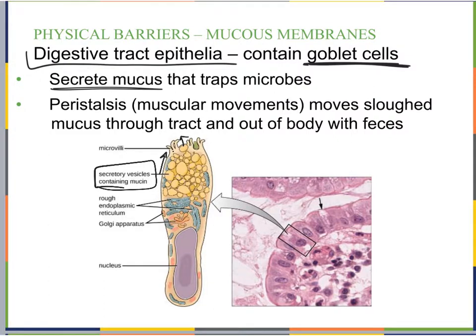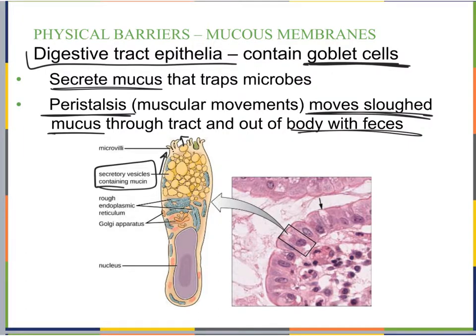and then it's going to put it to the exterior through exocytosis. Again, mucus is going to trap pathogens, debris, whatever else comes into the body via the digestive system, and then it's going to move it out of the body. So the idea is that it has trapped it in the mucus, and then through this peristalsis, which are the muscular movements of the intestines, so we have a squeezing and pulling kind of action happening, all toward the anus, it's going to move this sloughed off mucus through the tract and out of the body with the feces.